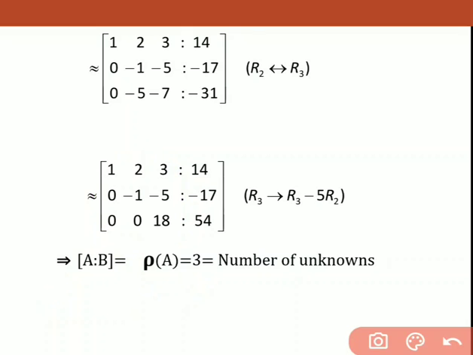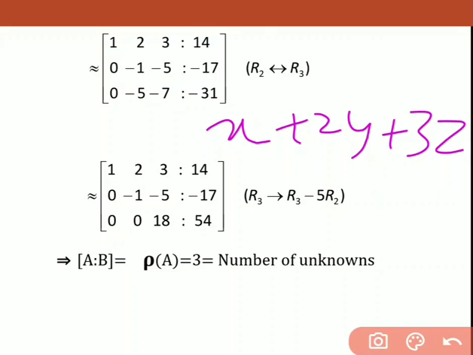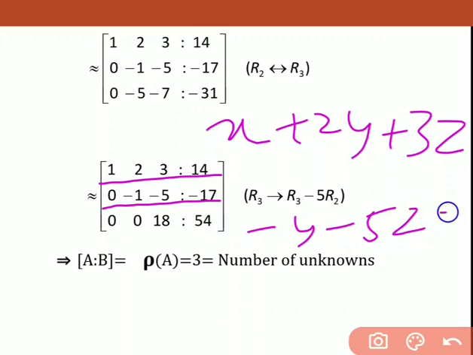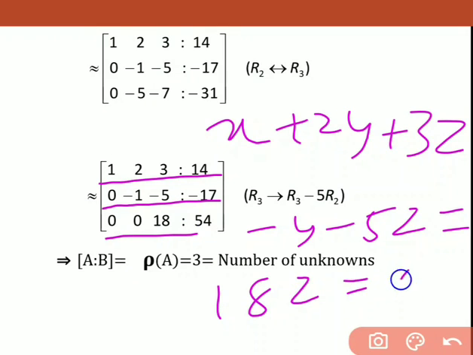So in the next slide we can see, from this final form of A colon B, you have to write this matrix into equation form. That is, it becomes what here? The first equation is x plus 2y plus 3z is equal to 14. So from this first row we get this equation. And from the second row what do we get? The equation is minus y minus 5z is equal to minus 17. And from the last row, 18z is equal to 54.